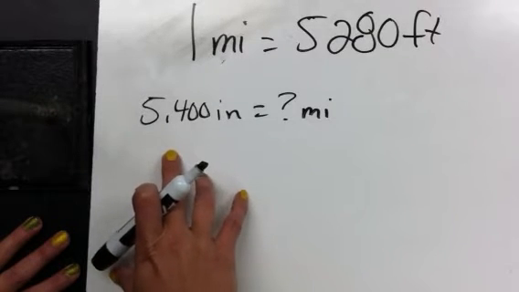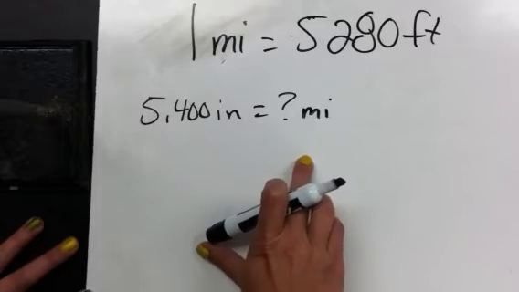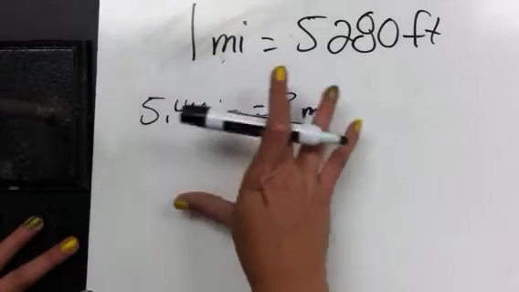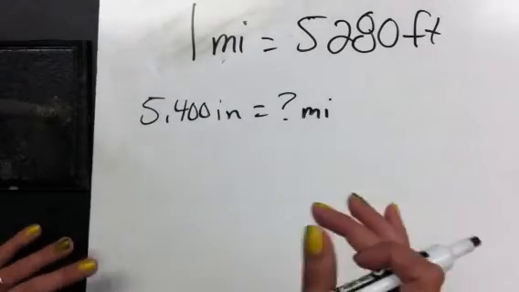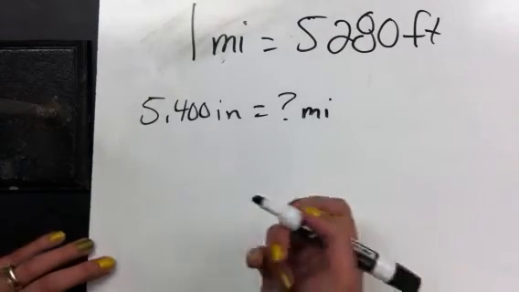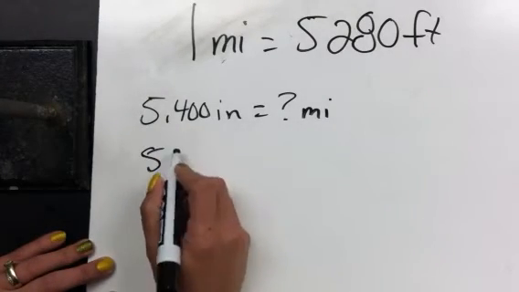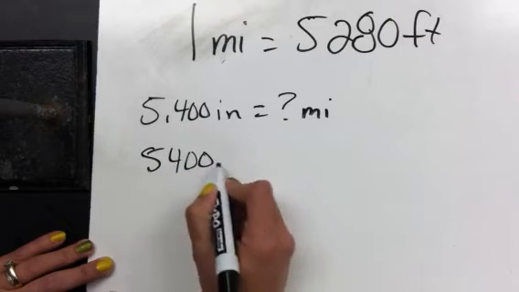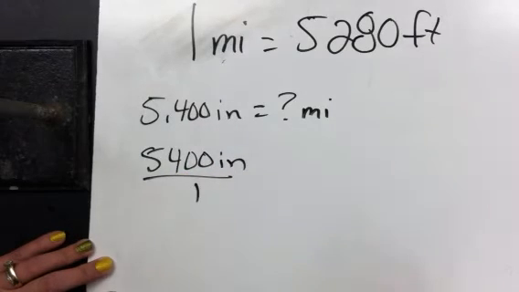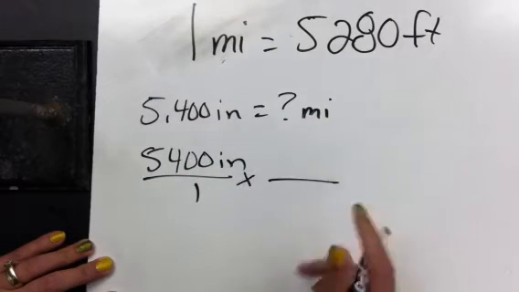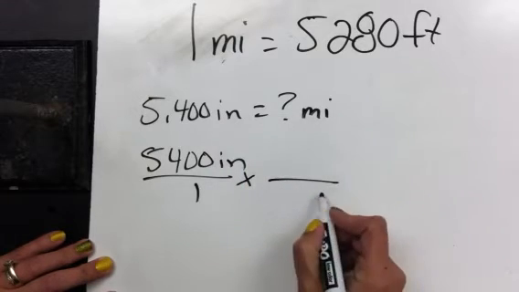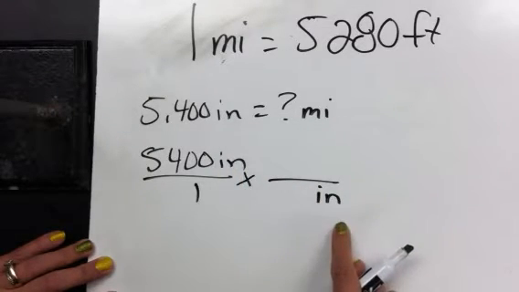We have 5,400 inches, and we want to know how many miles that is. And I gave you a conversion of 1 mile equals 5,280 feet. So step one in dimensional analysis is always start with what you know. So I know 5,400 inches, over 1. All right. And then we're going to do labels first. So inches is going to come down. Our top label always comes down crisscross.